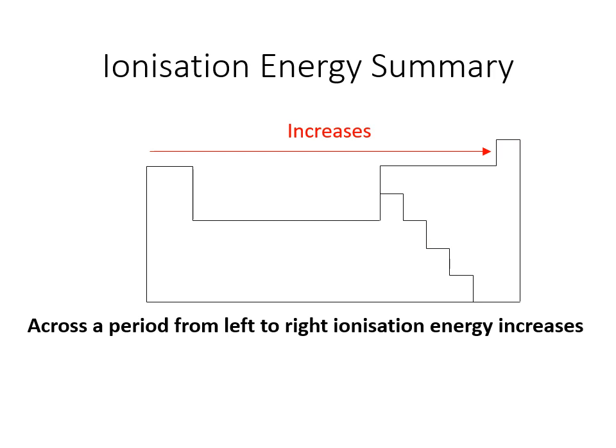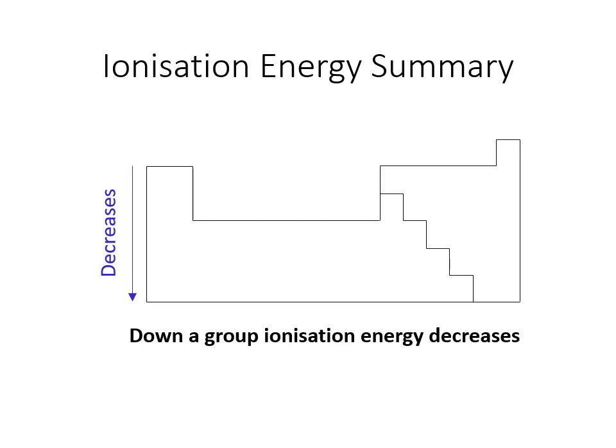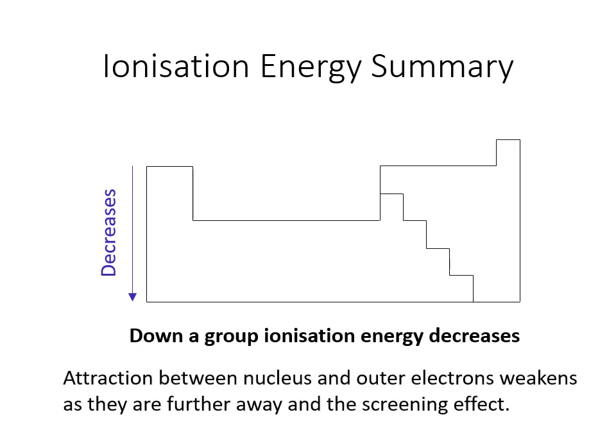So here's our summary. As you go across the periodic table, the ionization energy increases. And as you go down the groups in the periodic table, the ionization energy decreases.